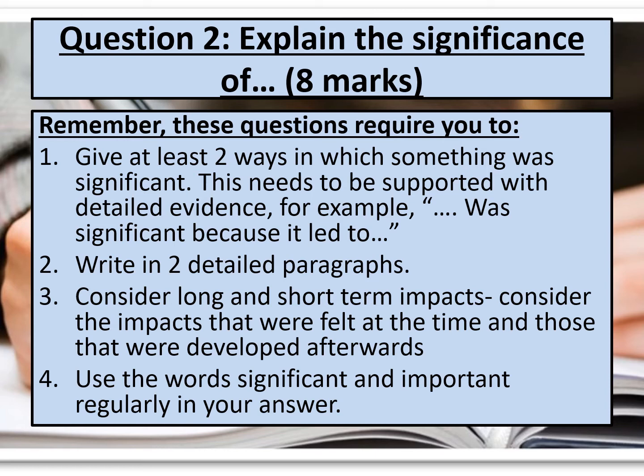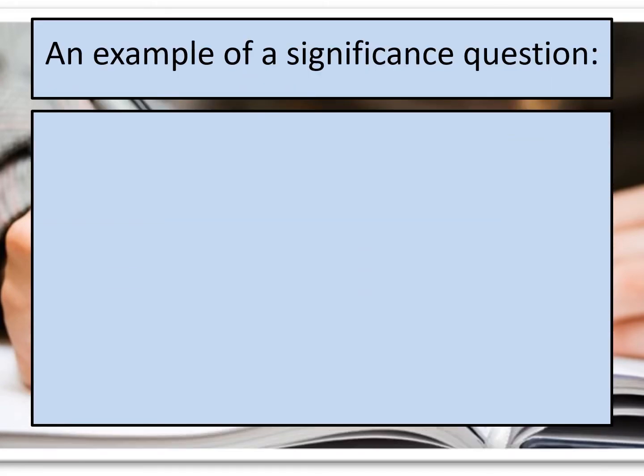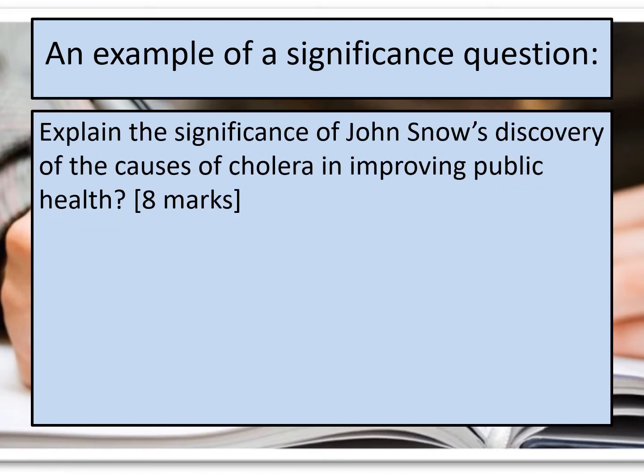What we'll do now is look at an example question. So just like last time, we're going to look at an example so that you understand it fully and you see how to apply your knowledge. So here's an example that could come up in the mock. Explain the significance of John Snow's discovery of the cause of cholera in improving public health. So it's just asking us to look at the significance of John Snow and what are the implications of his work.